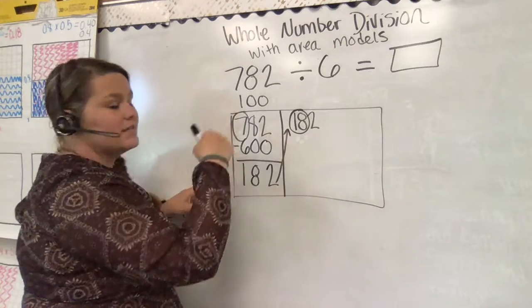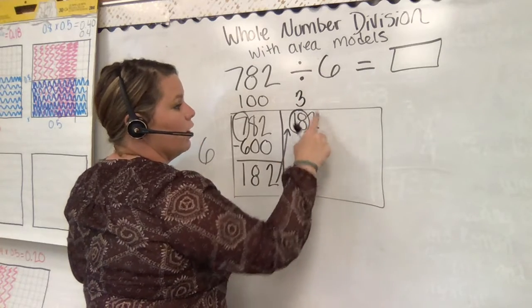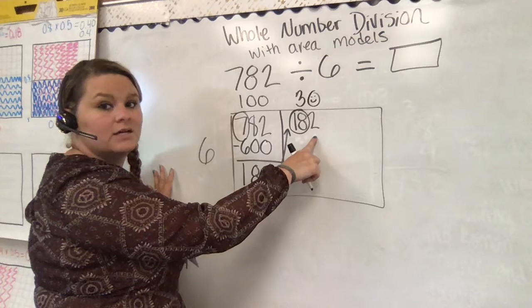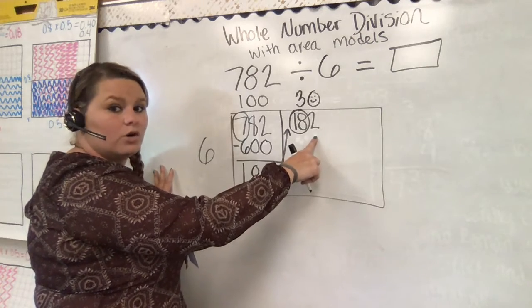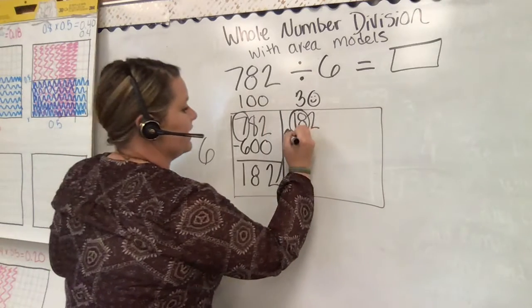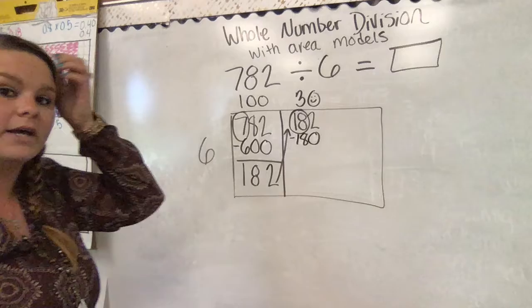Well, I know that 6 times 3 is 18. So I'm going to put a 3 here with one smiley face or one placeholder, a 0, to hold my place, because there's one number that I didn't circle. And so now I'm just going to multiply. We know 6 times 3 is 18 with one placeholder or one smiley face to hold your place.